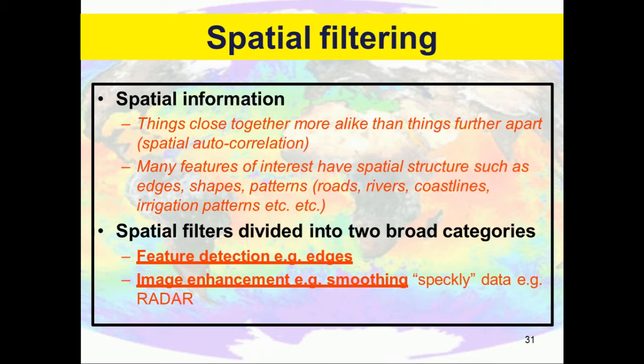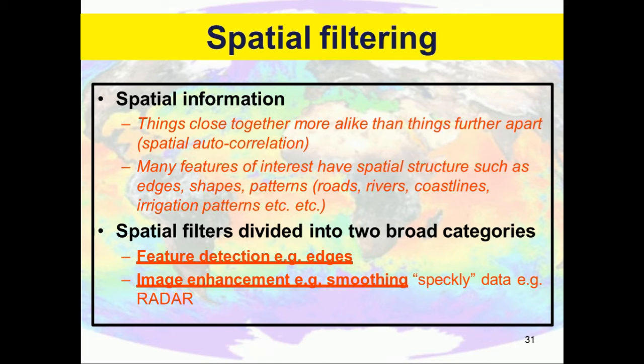Spatial information means things close together are more alike than things further apart. It is called spatial autocorrelation. Many features of interest have a spatial structure, such as edges, shapes and patterns. That is the spatial information. Spatial features are divided into two broad categories: feature detection, like edges, and image enhancement, like smoothing.